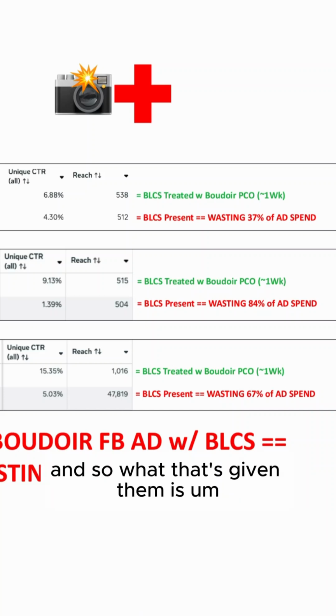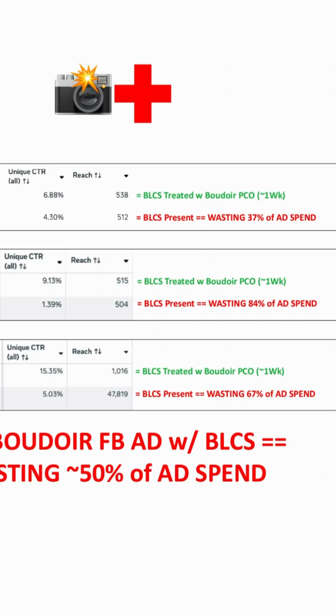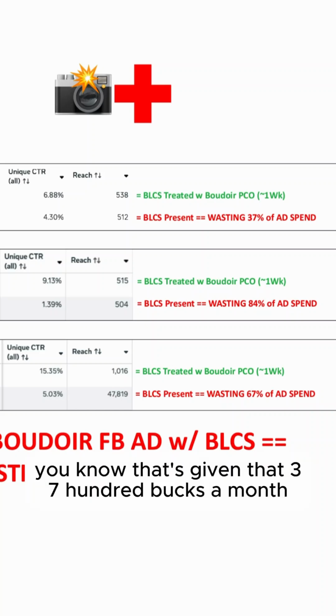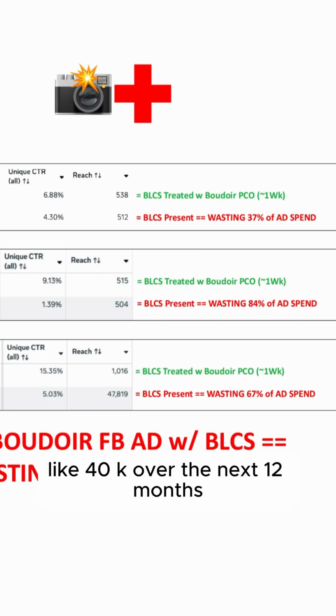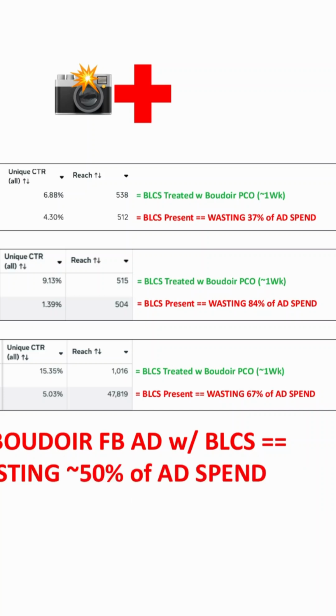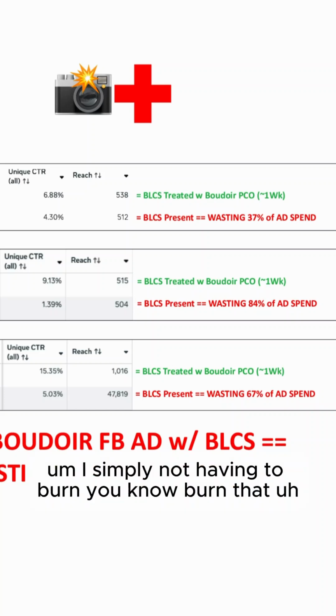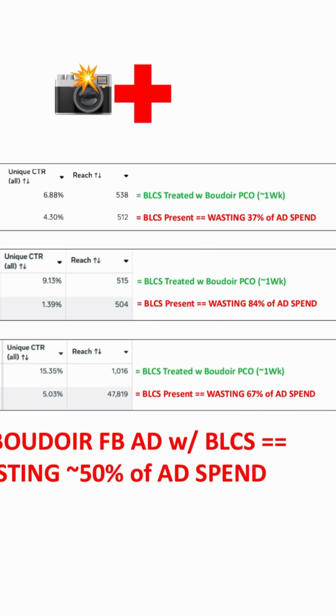And so what that's given them is $3,700 a month, which is actually like 40K over the next 12 months, by simply not having to burn that cost.